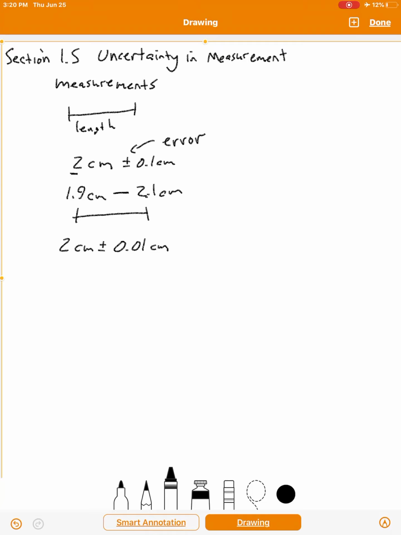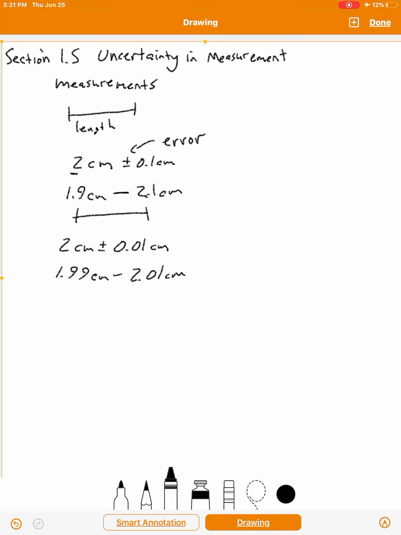It's 2 plus or minus 0.01 centimeters. So that means if you subtract it, you get 1.99, and if you add it, you get 2.01. And you say it's somewhere between 1.99 and 2.01. And they might say, okay, that's actually close enough, because if it's off by 0.01 centimeters, that's okay with me. So that's acceptable. I'll accept that deal.